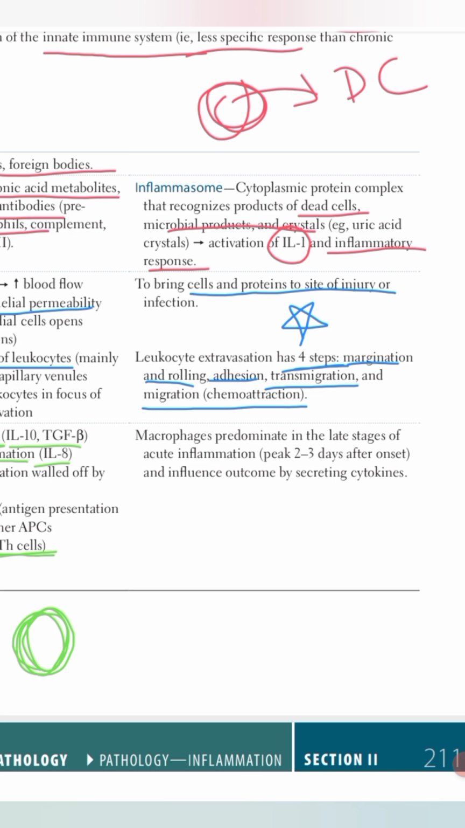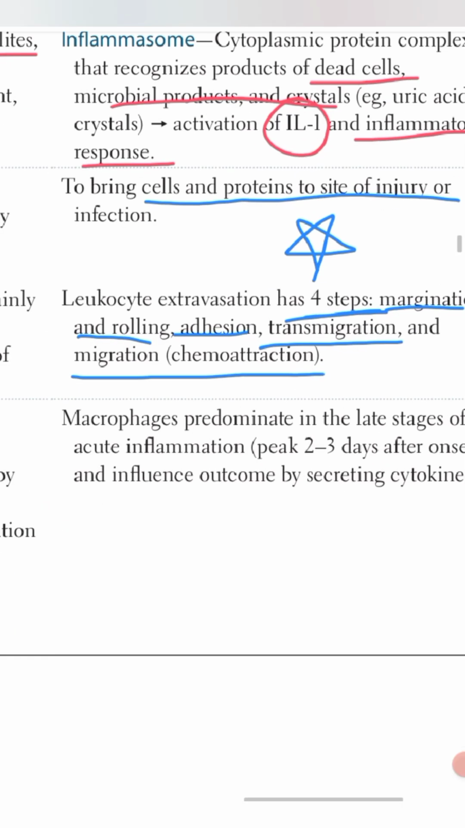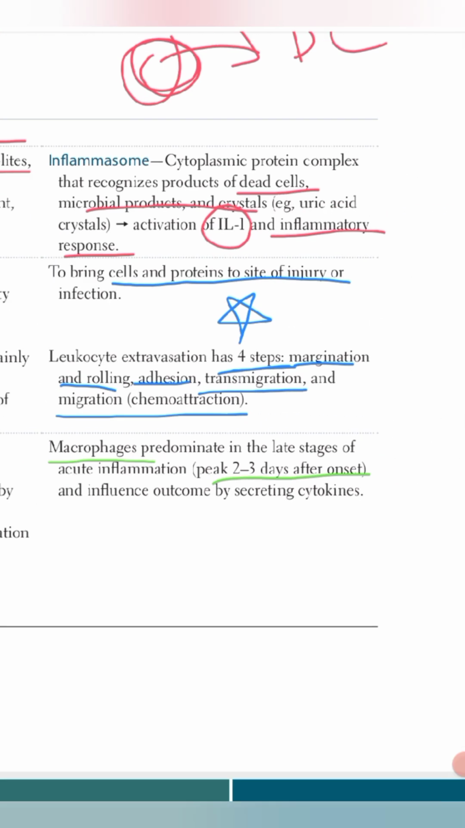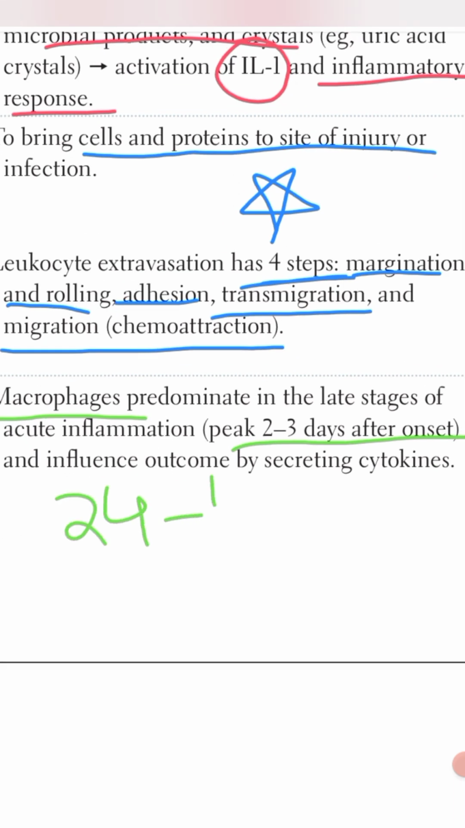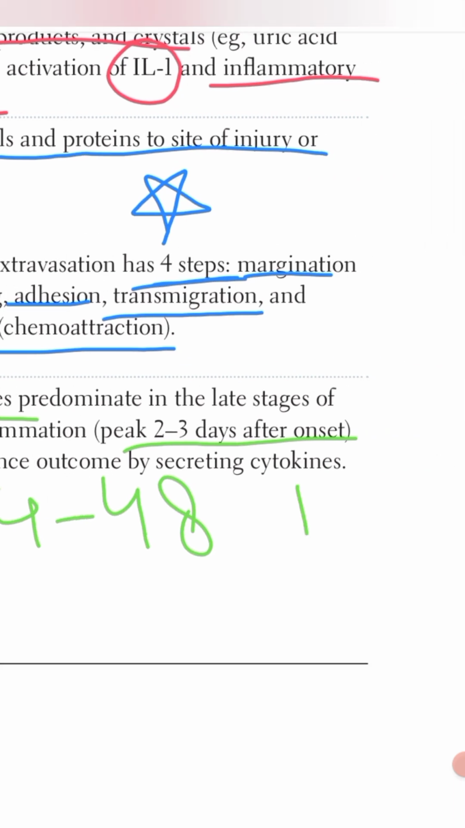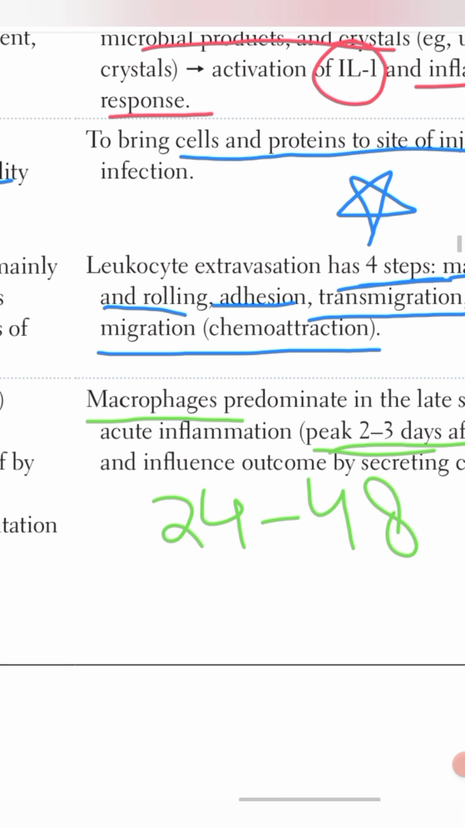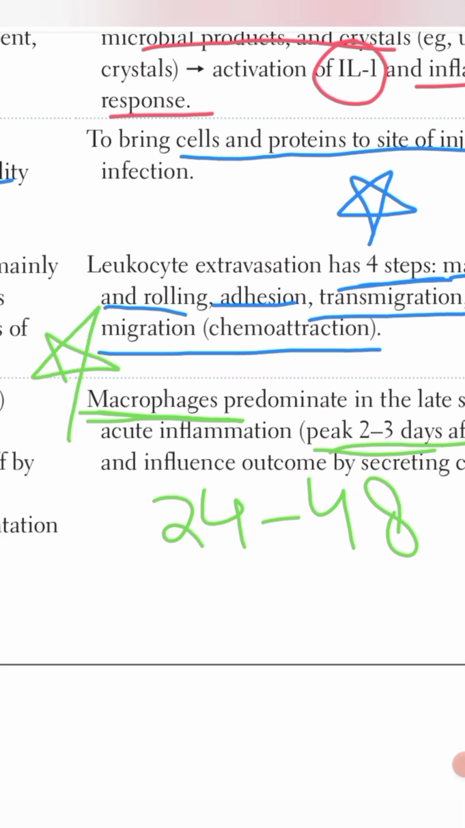So macrophages predominate in the later stages of acute inflammation. Peak occurs 2 to 3 days after the onset, and it influences the outcome by secreting cytokines. So within 24 to 48 hours, there is predominance of neutrophils, while in 2 to 3 days, there is predominance of macrophages in acute inflammation, and that is important.